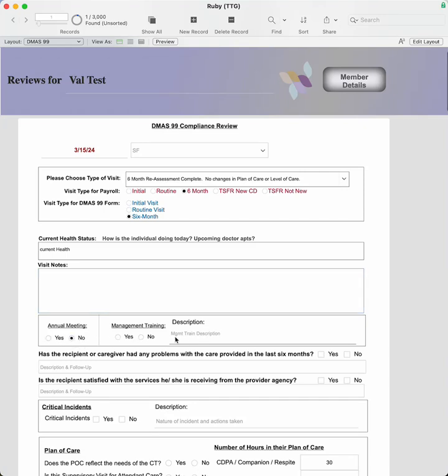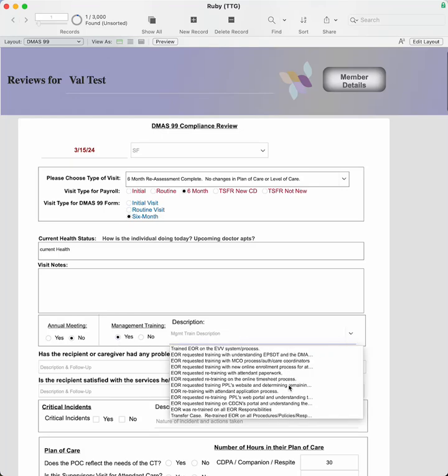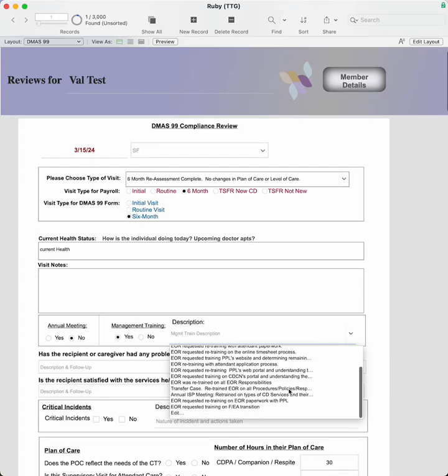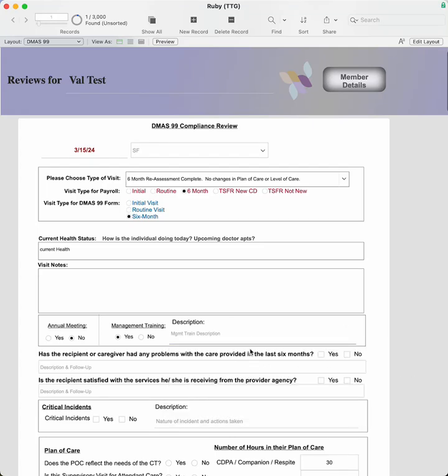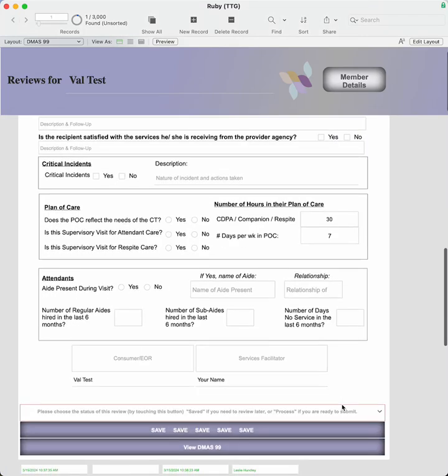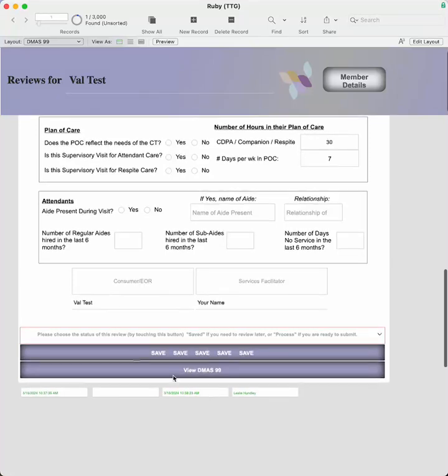Management training. If they did do management training, this is a drop down. You can determine what's needed. Management training, if you're putting something there other than just a drop down, EOR requested. We can only bill and get paid for it if the employer of record has requested management training. Complete the rest. If you come down here and you've forgotten how many hours did they have, you're going to populate the hours. How many days per week was it? It was 7. Answer the questions.